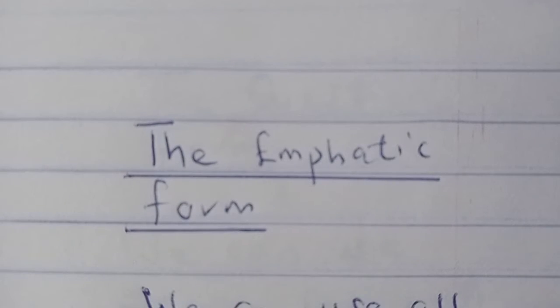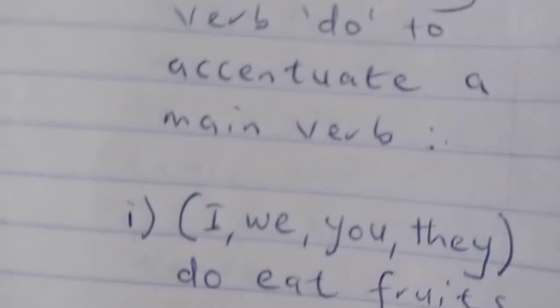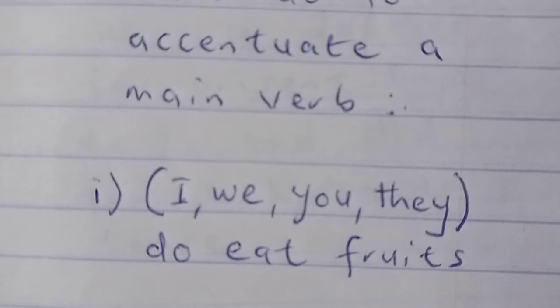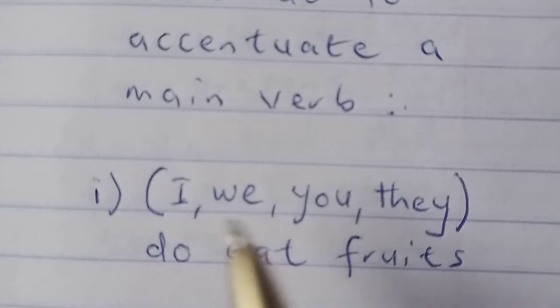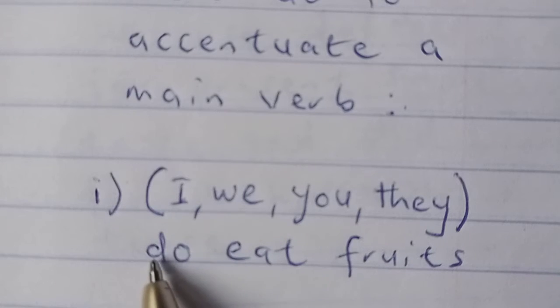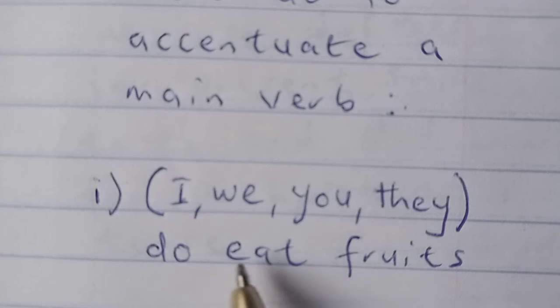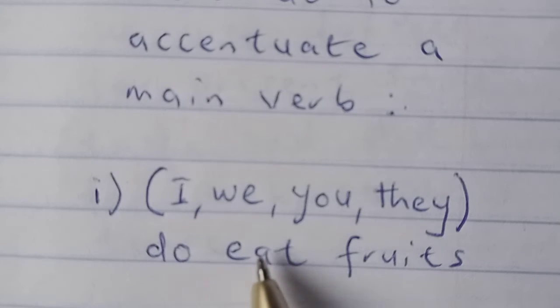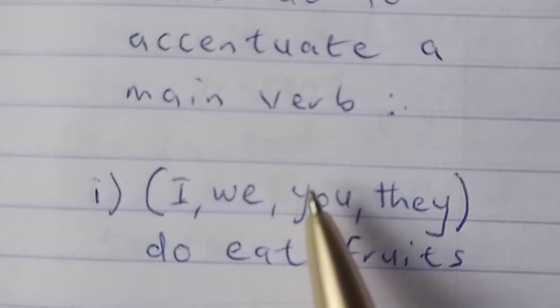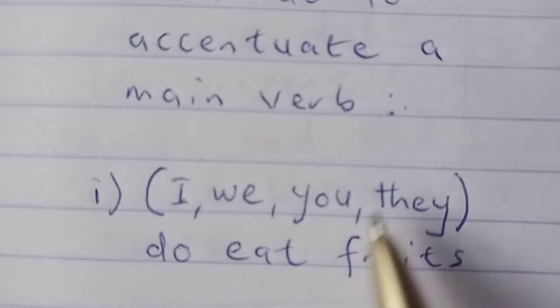So let's look at some examples. Now, the first one we have here is: I, we, you, they, any of them, do eat fruits. Now, this is the auxiliary verb do, and this is the main verb eat. Now, this do is emphasizing or accentuating the main verb eat. Because you can say, I eat fruits. You can say, we eat fruits. You can say, you eat fruits. Or you can say, they eat fruits.